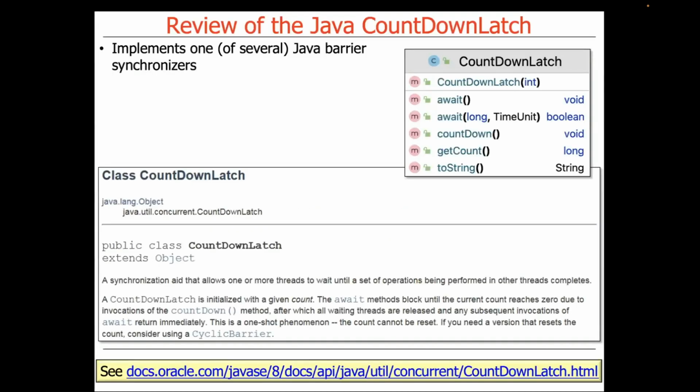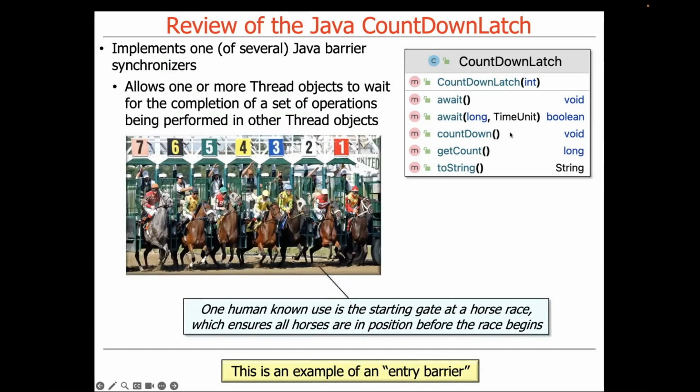You can find this discussion in the lecture slides that are part of the asynchronous videos of the course. But just to recap, a CountDownLatch implements one of several Java barrier synchronizers. These are the methods that it defines, as well as the constructor. You can use a CountDownLatch to allow one or more thread objects to wait for the completion of a set of operations that are being performed in or by other thread objects.